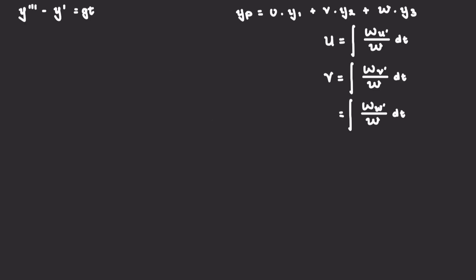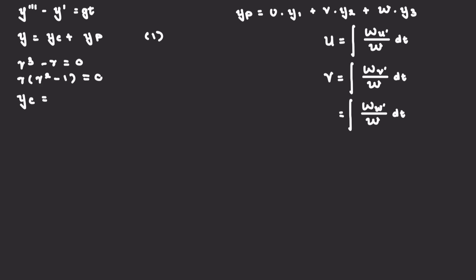Hi everyone, this is our example of solving non-homogeneous differential equations. To start with, we're going to write down the superposition principle as usual, which is yc plus yp, and denote this with equation 1. Solving for the homogeneous part is pretty straightforward. Factoring the r, we get 3 solutions because we're dealing with a cubic polynomial. And so our yc will be c1 times e to the 0, which is 1, plus c2 times e to the 1 times t, which is e to the t, plus c3 times e to the negative 1 times t, which is e to the negative t. Denote this with equation 2.